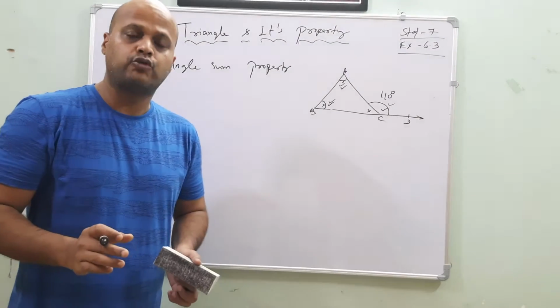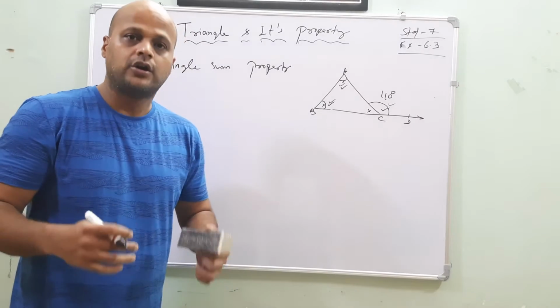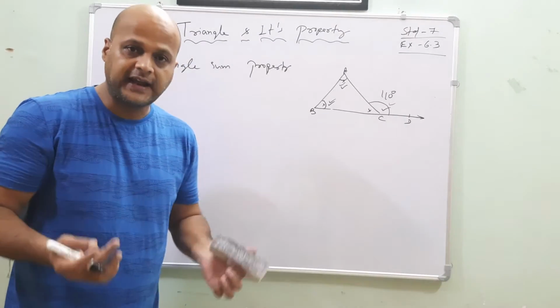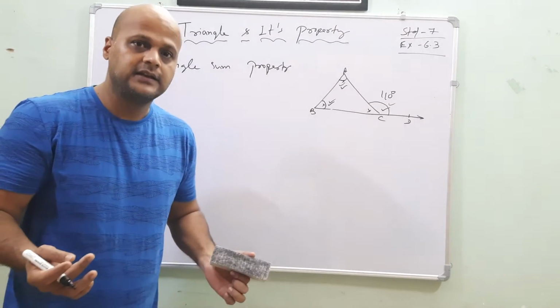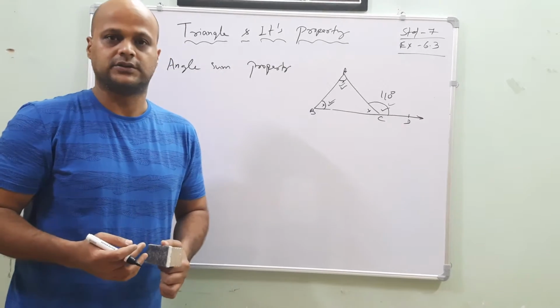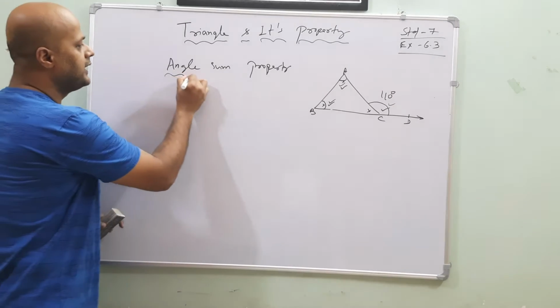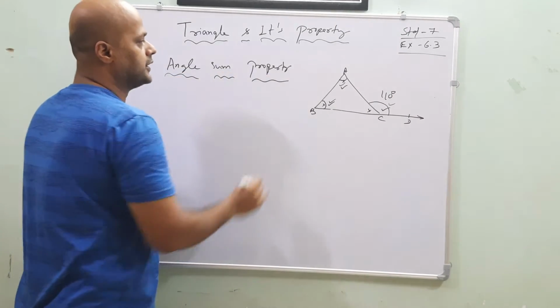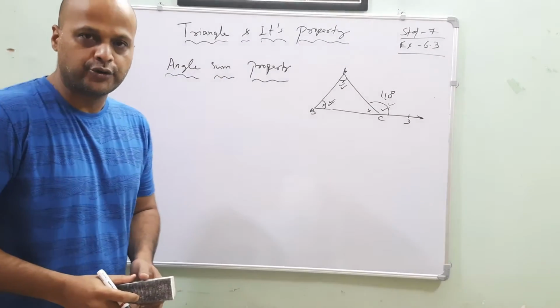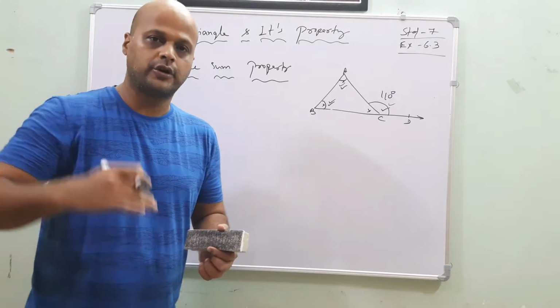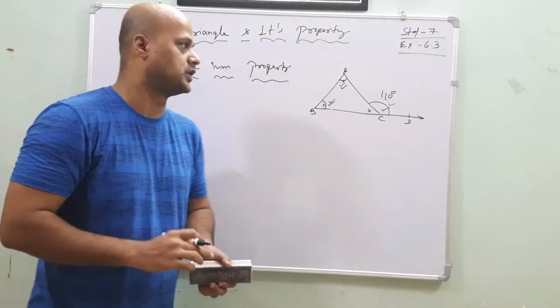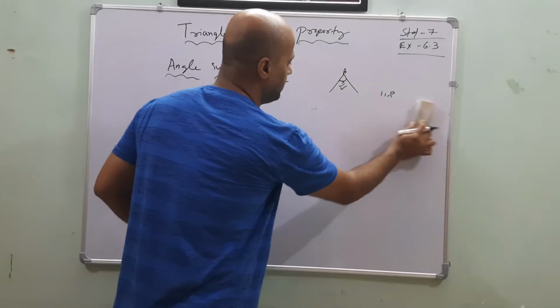And we studied about acute angle, obtuse angle, right angle, straight angle, and complete angle. Yes or no? Now today we will be studying what we mean by angle sum property. It is very important for you because it will help in your future classes also. Remember this one. What is angle sum property? Now come to the point.